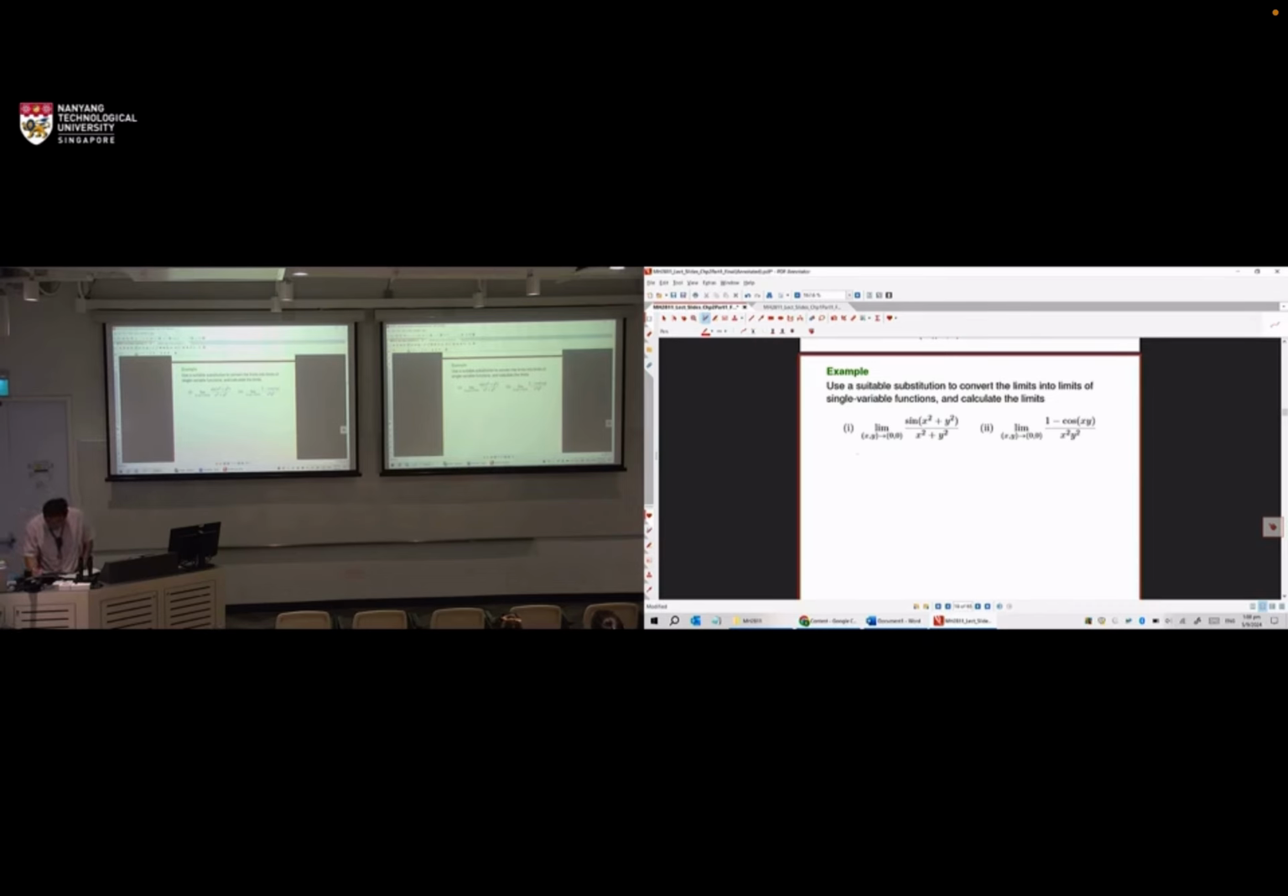The first one, we will let u equal to x squared plus y squared. And then (x, y) approaching (0, 0) means u approaches 0, because x is 0, y is 0, so u equals x squared plus y squared is 0. Why do I do this? Because I see x squared plus y squared, which is very annoying, so I let it be u. But we try. It may not work. We try. We don't know.